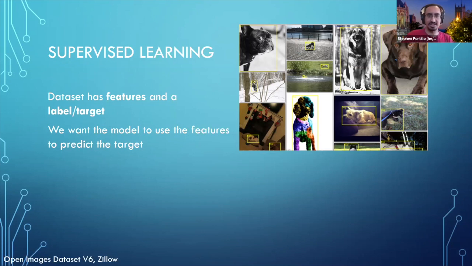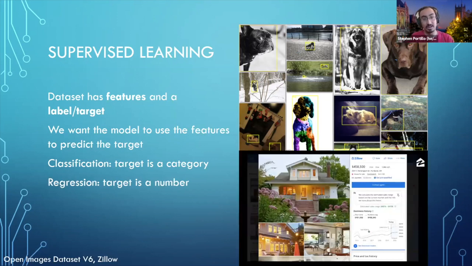And supervised learning is often broken down into two categories. One being classification, where your target value is a category or something discrete, like dog versus no dog, or you can imagine something like dog, cat, or other. And people often talk about regression, where your target is not a category, but instead a number.